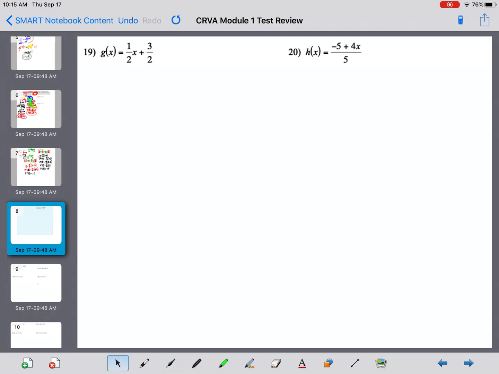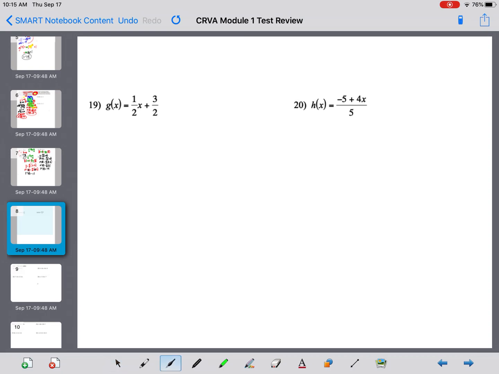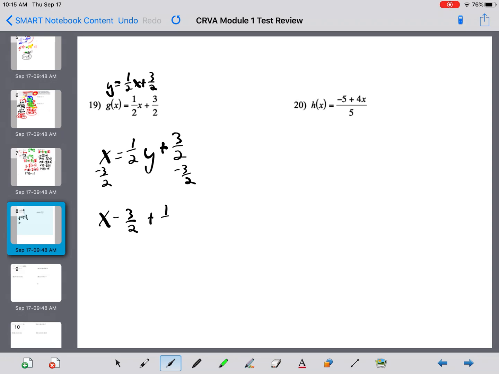So again, I'm thinking, now there's plenty of space. Now I'm thinking y equals 1/2 x plus 3/2. But to get the inverse, we're going to switch the x and the y. So x equals 1/2 y plus 3/2. So I'm going to subtract 3/2 first. So on the left side, I have x minus 3/2 equals 1/2 y.